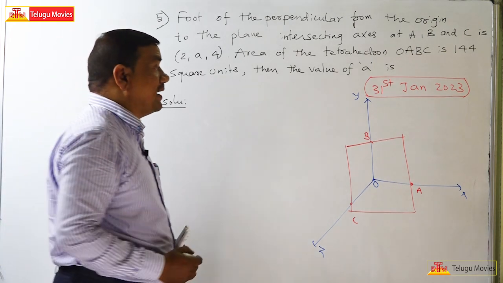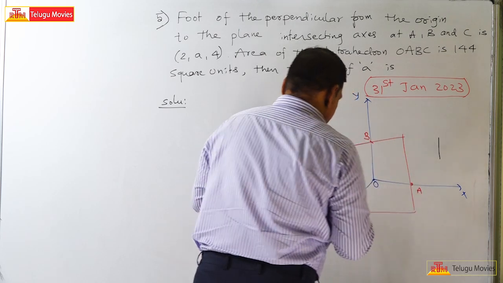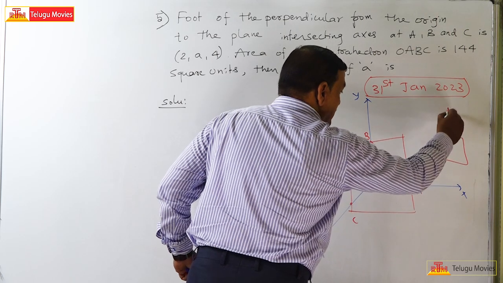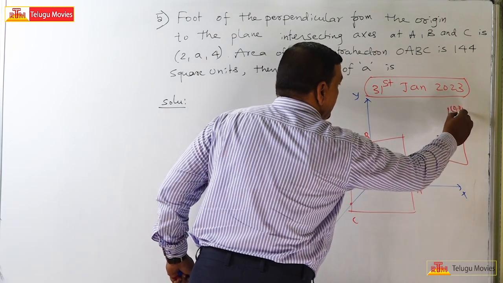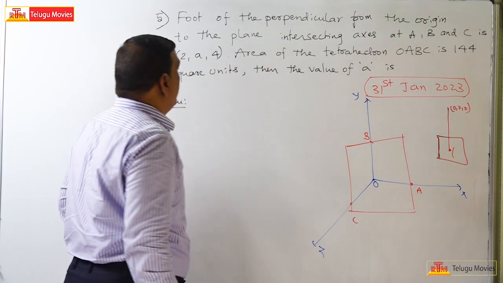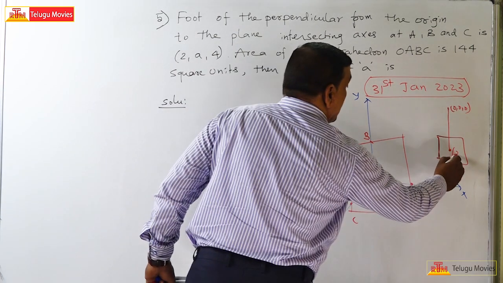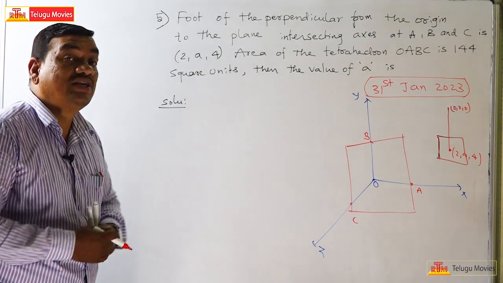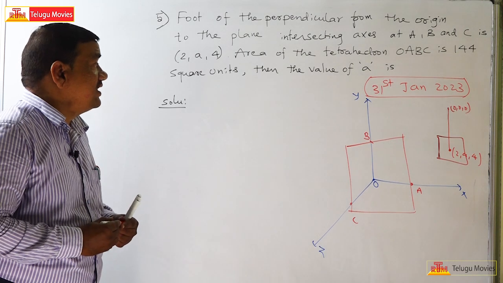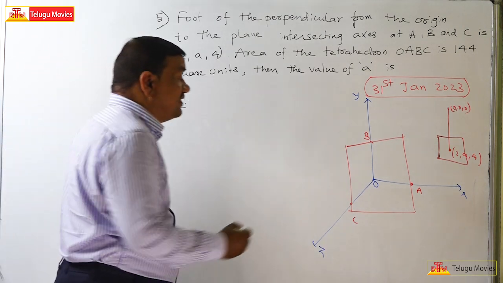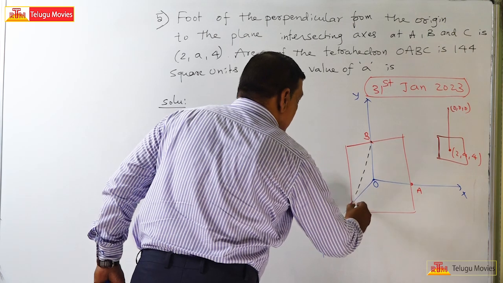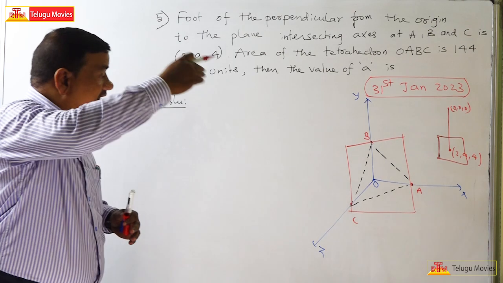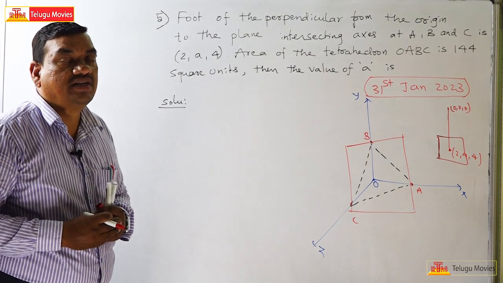And the foot of the perpendicular, that means this red color is the plane. The foot of the perpendicular from the origin is (2, a, 4). Using this information, we can find the equation of the plane. He is asking about the tetrahedron. OABC is a tetrahedron.